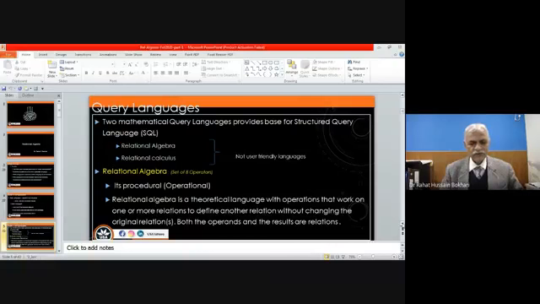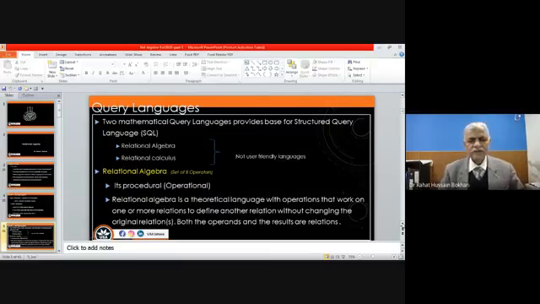Similarly, in relational algebra, our operands are relations, those are tables basically, and the operators that we have to discuss are like the select operator, project operator, division operator, and so on. I will let you know one by one.